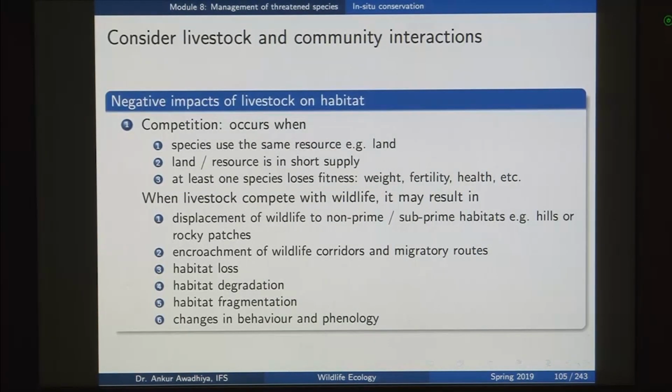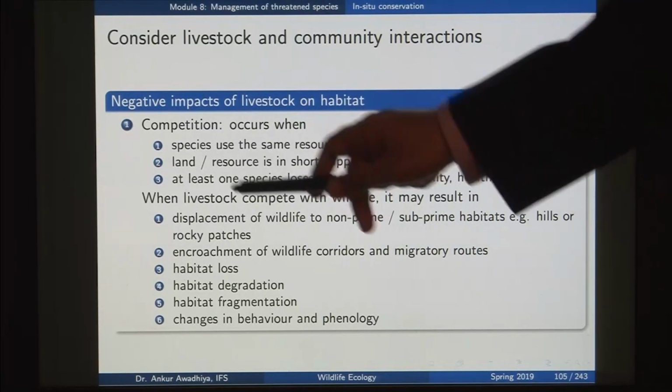Now, we will consider one example, and this is the example of livestock and community interactions. So, if you have cattle that are coming into your forest, that can have a positive role or that can have a negative role. The negative role that we all know is things such as competition. So, competition when species are using the same resource, that is land. So, all these animals are grazing in the same area. So, you will observe situation of habitat displacement, or you can have a competition when the land is in short supply, or at least one of the species loses the fitness. So, this is what we have seen in the case of ecology.